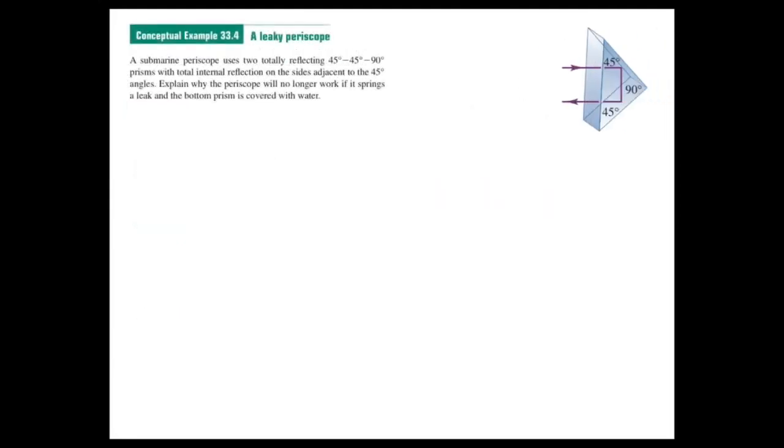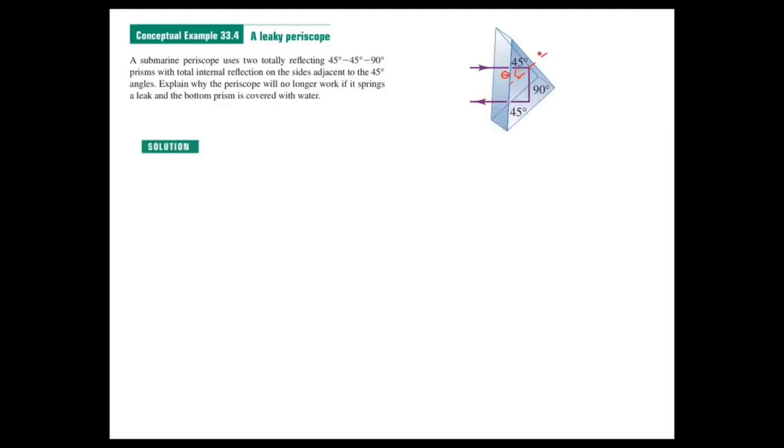In conceptual example 33.4, we're going to consider total internal reflection in a 45-45-90-degree prism like the one shown in this figure. When a light ray enters this prism at a right angle to this large side surface, it hits the two backside surfaces at an angle of 45 degrees with respect to the normal to these backside interfaces. This angle is 45 degrees, and consequently there's total internal reflection. We want to see what happens to the prism if we immerse it in water.